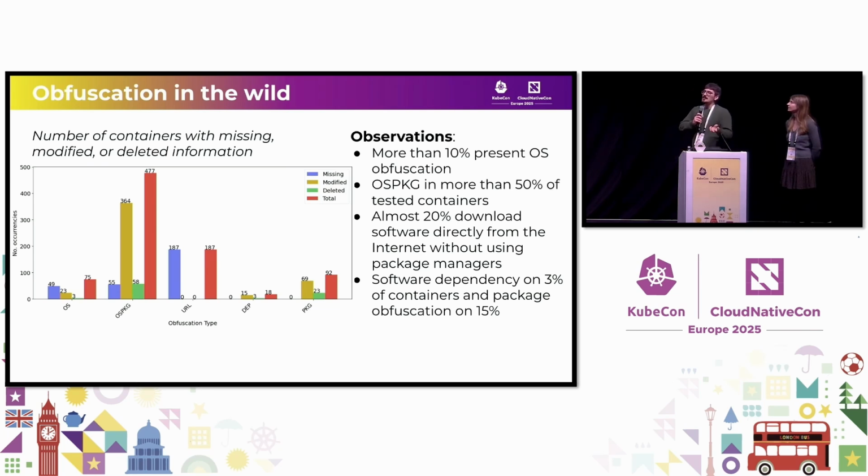Then we see a spike on the OS package, and that is because most of the containers' Docker files run apt-get update as a first command. However, we cannot really remove them from this count because in many other cases, upgrading the dependencies also comes with installing software from source. Then we can see that many containers, like 20% of them, download from the internet, and also packages and dependencies are removed.